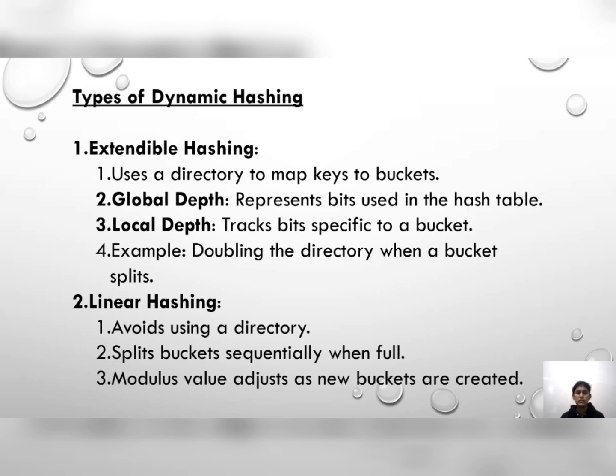In extendable hashing, it uses a directory to map keys to buckets, with global depth and local depth. Global depth represents the bits used in the hash table. Local depth tracks the bits specific to the bucket. Example, doubling the directory when a bucket splits.